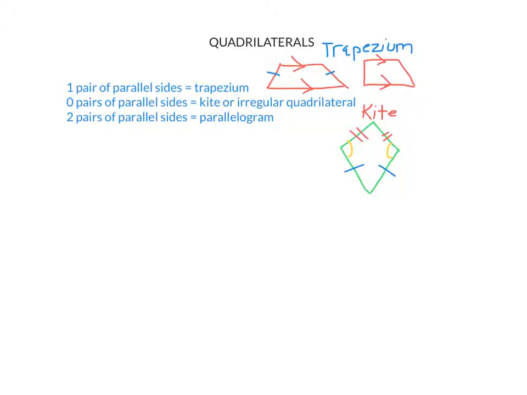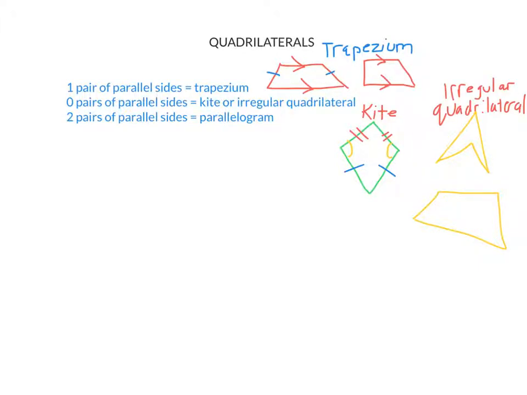So if you have a shape that has no pairs of parallel sides and it's not a kite, it would be an irregular quadrilateral. They're just those wonky looking things, you know. Could look like this. You've probably seen a few of these before. Could just be something that looks like this. Okay, it doesn't really fit into any other category. Both of these are irregular quadrilaterals.